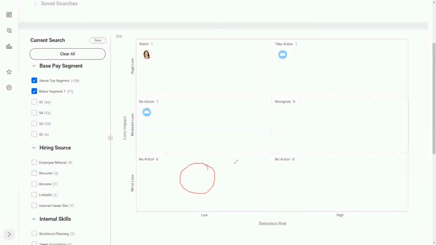Minor loss. Anyway, they are not leaving. It's a low retention risk. And even if they leave, I don't care. I can get another person, I can replace them easily. What about this one? So there will be a moderate loss. So maybe I need to take care of it a little bit. But if you were to give a priority list, what would be your priority?